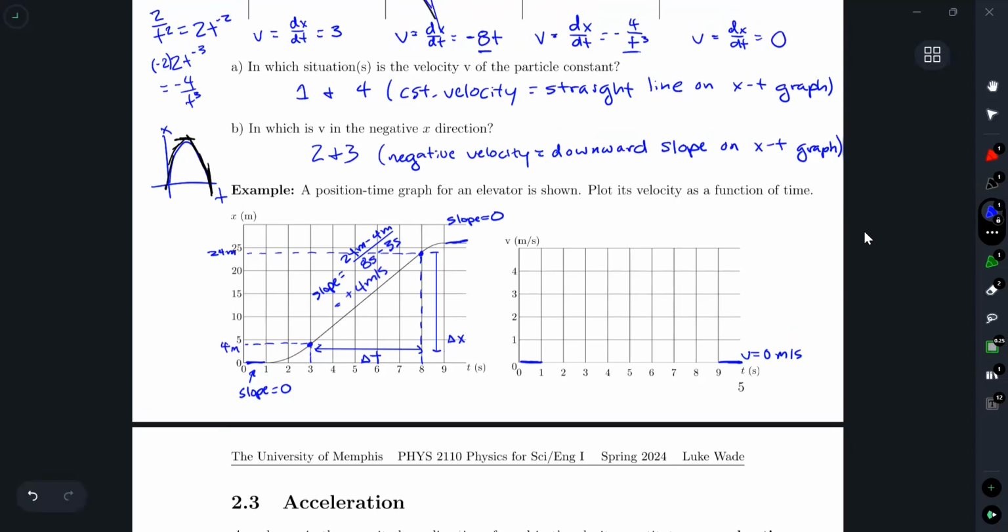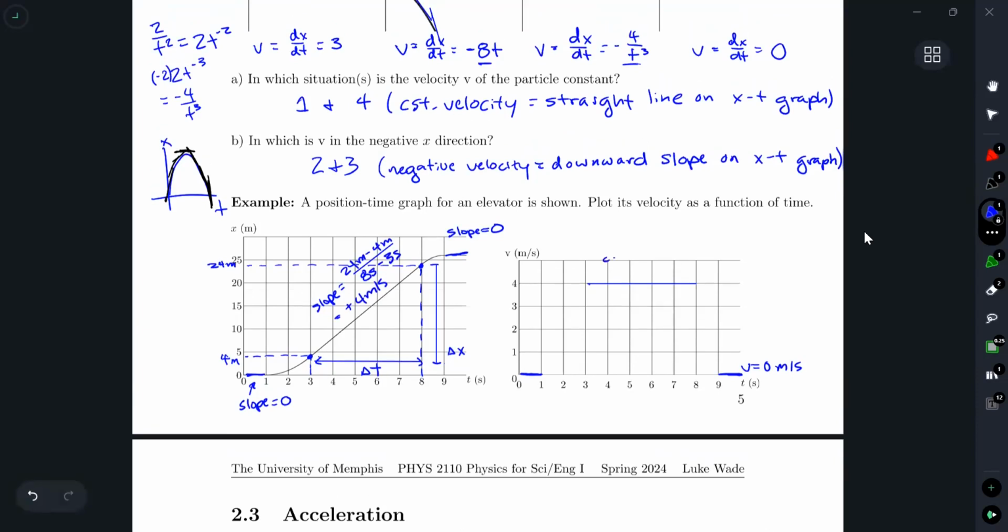So I come back over to my velocity time graph. I'm realizing now that I'm moving at 4 meters per second in the positive direction from 3 to 8 seconds. I have a constant velocity of positive 4 meters per second. Okay, the other two times, so from 1 to 3 seconds and then from 8 to 9 seconds, we don't necessarily know exactly how it behaves without a formula there. We can kind of guess at it.